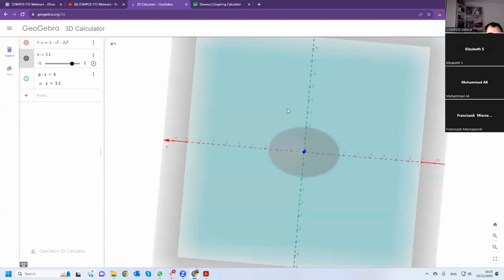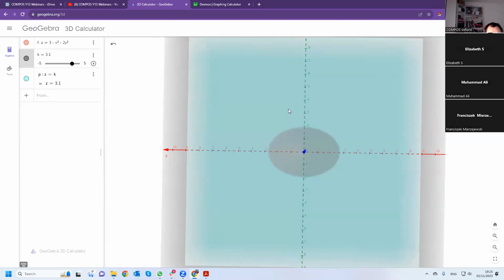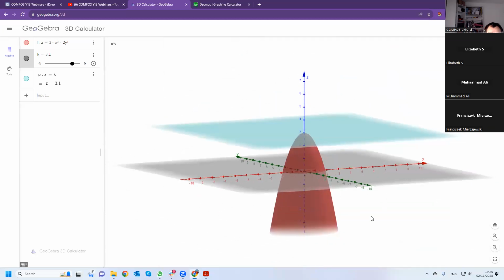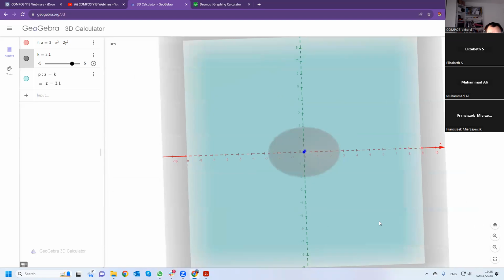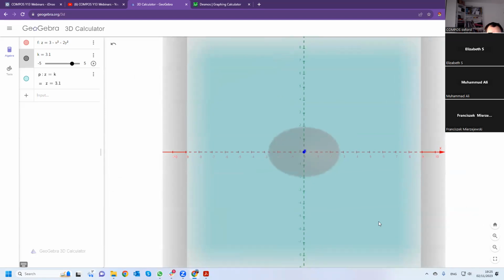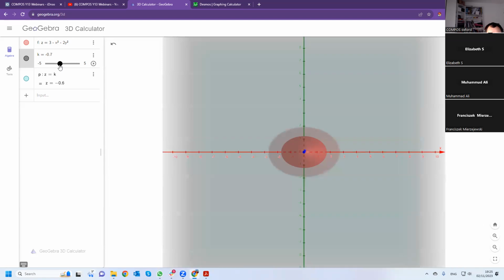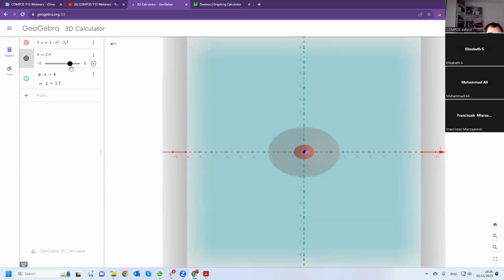So I'm just going to see it from the top. This is the x-axis, and this is the y-axis. The red is x, y is green. So look what happens when I change k. I cut the ellipse, and it becomes bigger, bigger, and bigger.